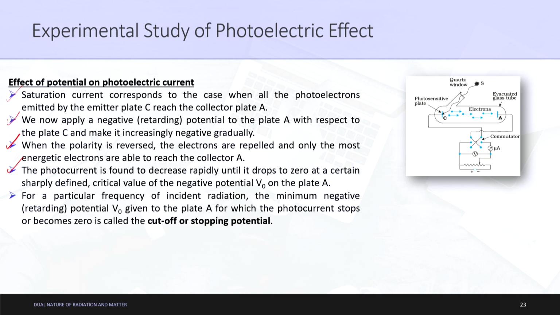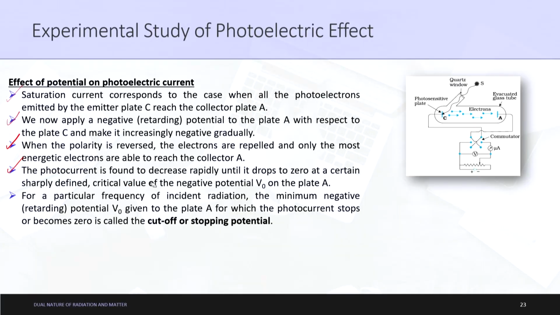What is this potential V0? For a particular frequency of incident radiation. Please remember, in the complete experimental analysis of these two slides, we have not changed the value of frequency anywhere. Okay. So, for a particular frequency of incident radiation, the minimum negative retarding potential, please remember the minimum negative, there is no use of any positive potential here, this is only about negative potential. Okay. So, the minimum negative retarding potential V0 given to the plate A for which the photocurrent stops or becomes 0 is called the cutoff or the stopping potential.